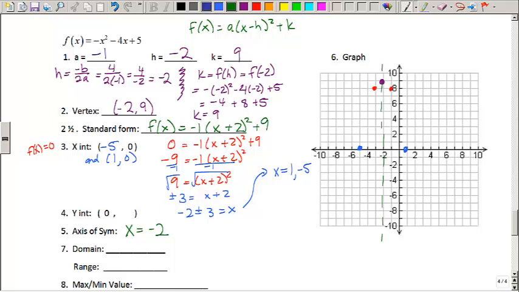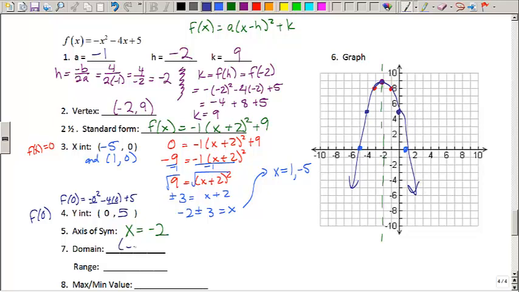To find my y-intercept, I can evaluate the function at 0. So f of 0 is negative 0 squared minus 4 times 0 plus 5. So you have 0 minus 0 plus 5 is just 5. Finding y-intercepts using general form is usually a lot easier than standard form. Next, I can plot my y-intercept at 0, 5. Notice that's 2 units away from your axis of symmetry, so you can go 2 units on the other side and get another nice point using your axis of symmetry. I've got 7 nice points, and I can sketch my graph.